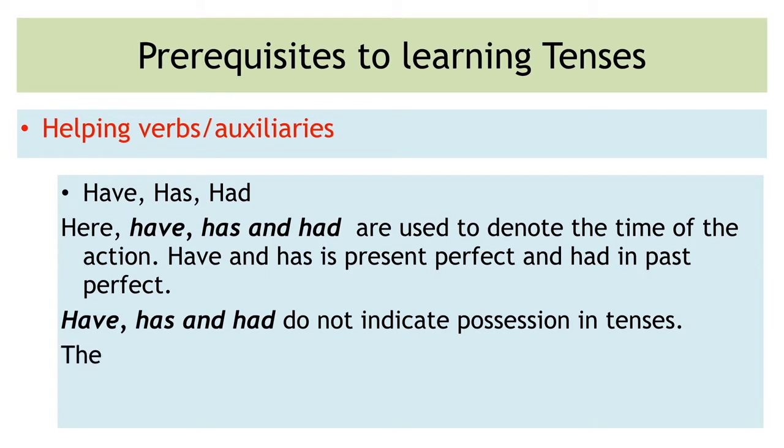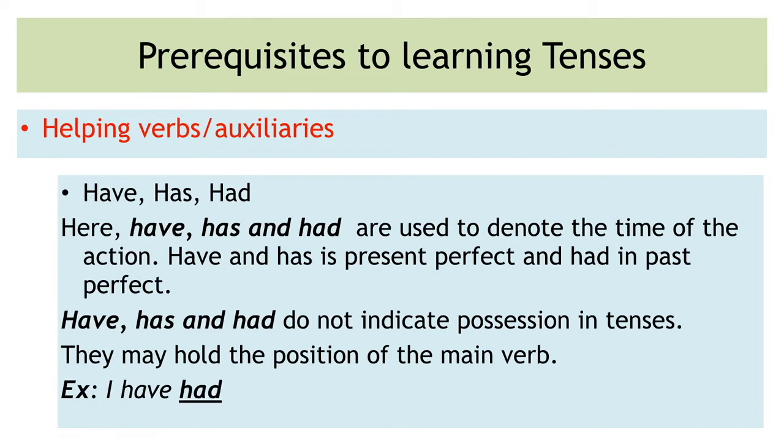Have, has, and had may hold the position of the main verb. Example: I have had my dinner just now. Here, had is the main verb and have is the helping verb. So, we have completed helping verbs.